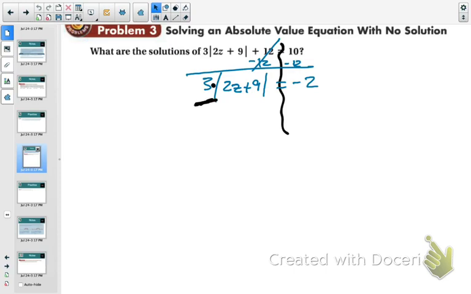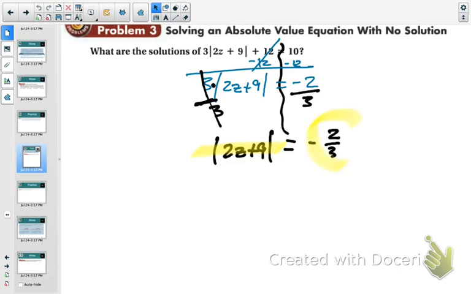So we're just going to get rid of the multiplication by dividing. So divide by 3, divide by 3. Those cancel out. Ka-chow. And then we get absolute value of 2z plus 9 equals negative 2/3. But remember, absolute value can never be negative. So this part right here cannot equal a negative number like this.